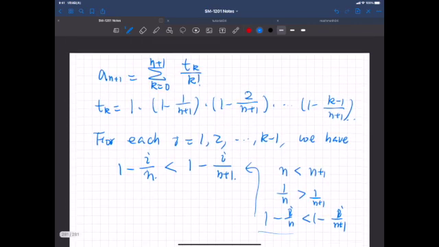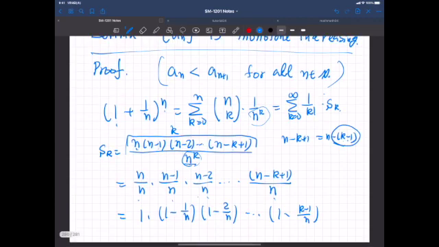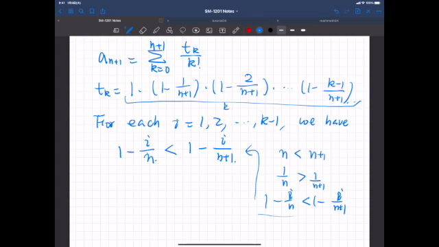There are k factors in this product, and of course there are k factors in this product, so there are the same number of factors in each s_k and t_k. But for each factor, we have this inequality. Therefore, s_k is always less than t_k, for k from 1 up to n.